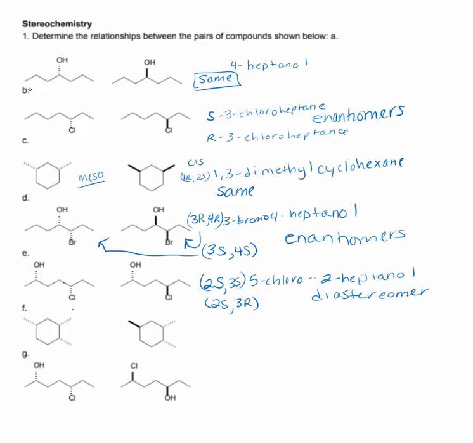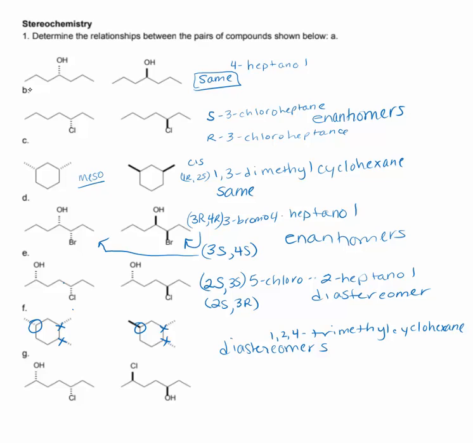For F, this is a cyclohexane. It is a 1, 2, 4 trimethyl cyclohexane. Hopefully I don't run off the screen here. Now just on inspection here, these asymmetric centers are the same. This one is different. Therefore, we have diastereomers.